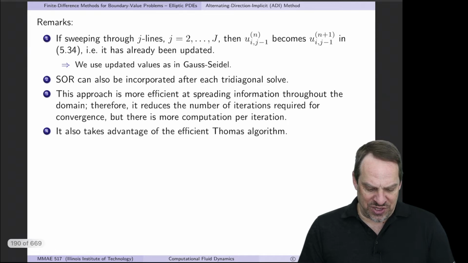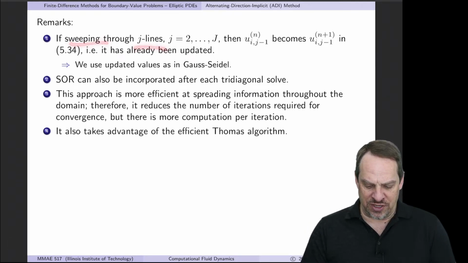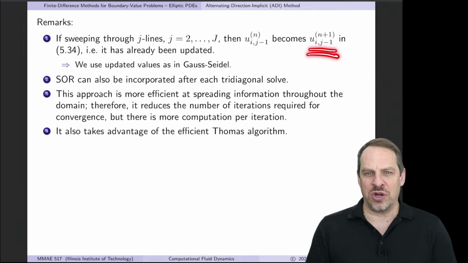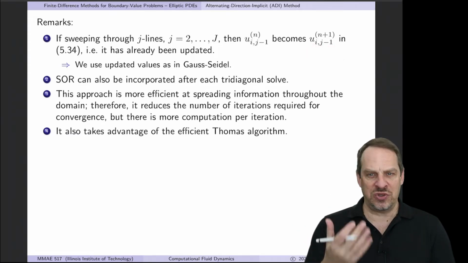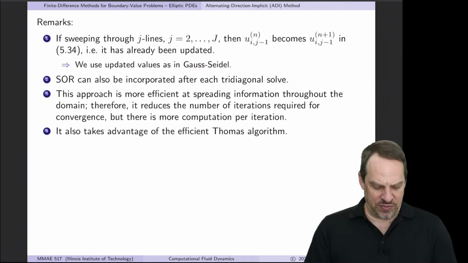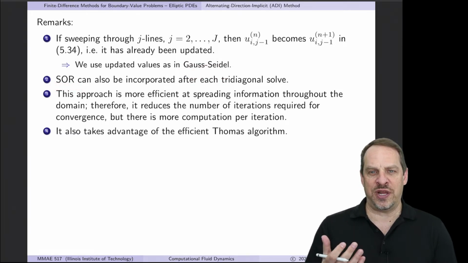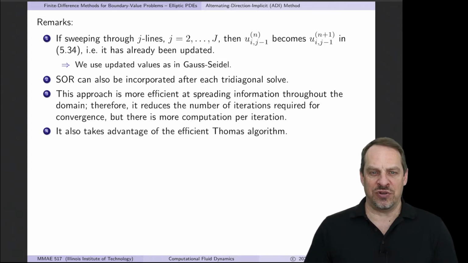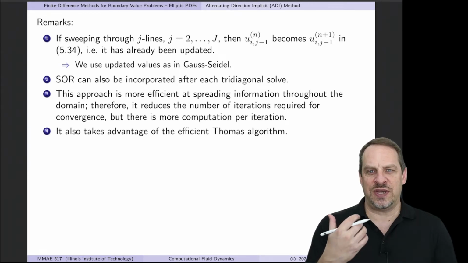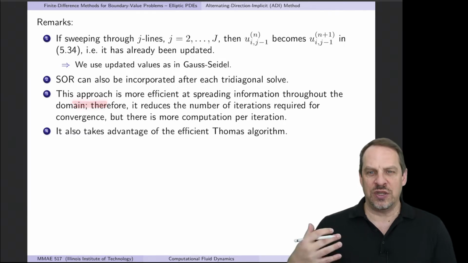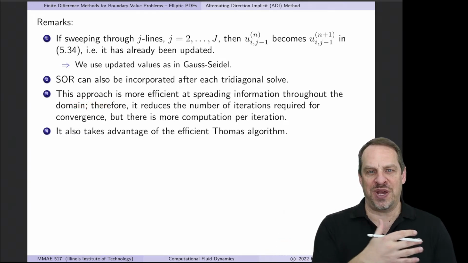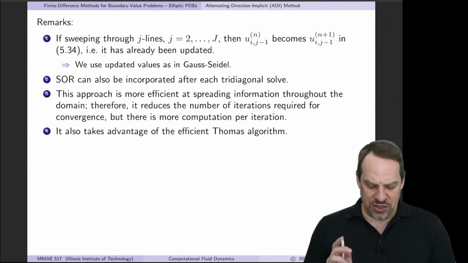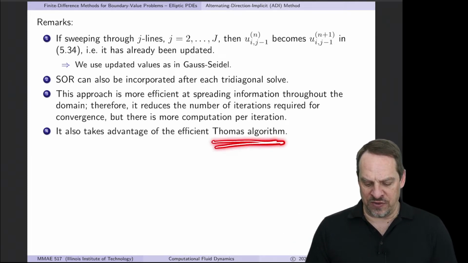Let me make a few comments about this. If we're sweeping through the constant j line, say from bottom to top, then the point below our current line, so the i, j minus 1 point, will have already been updated. So we use that updated value just like we do in Gauss-Seidel. SOR could also be incorporated into our tridiagonal solve. So you do the tridiagonal solve, then you could use SOR to accelerate the iterative process if you wish. And the reason why this is advantageous is because this approach then is more efficient in moving information back and forth across the domain. In addition, it also takes advantage of the very efficient Thomas algorithm.